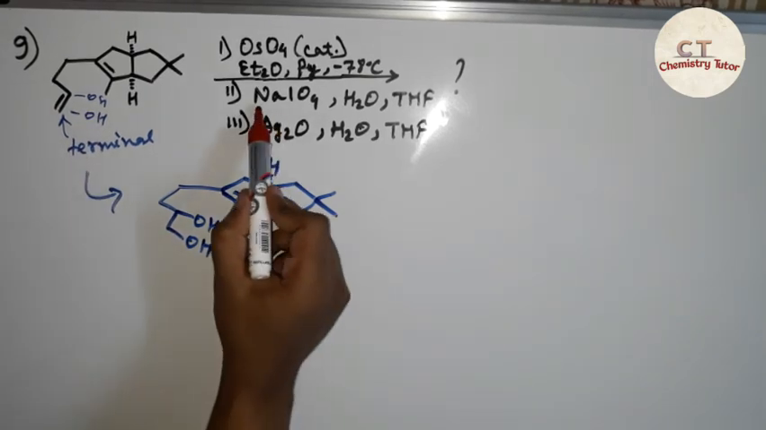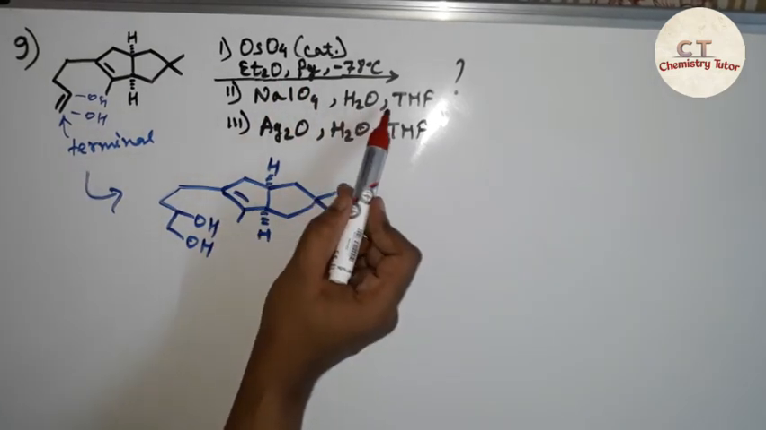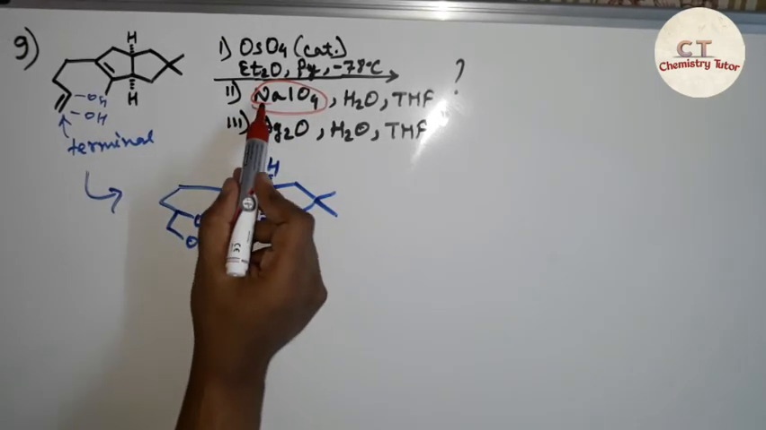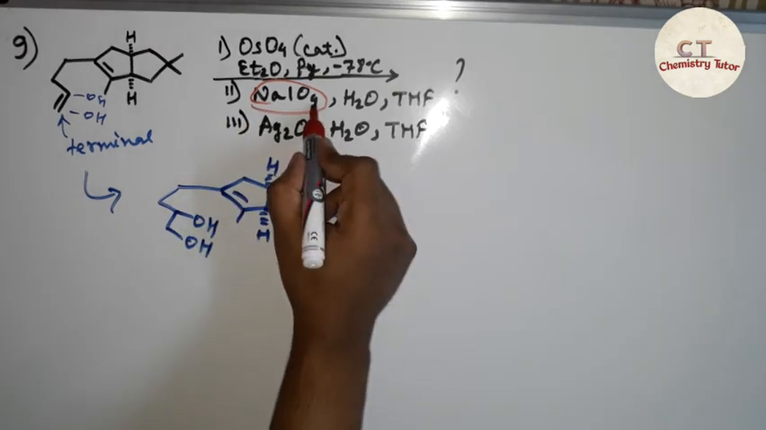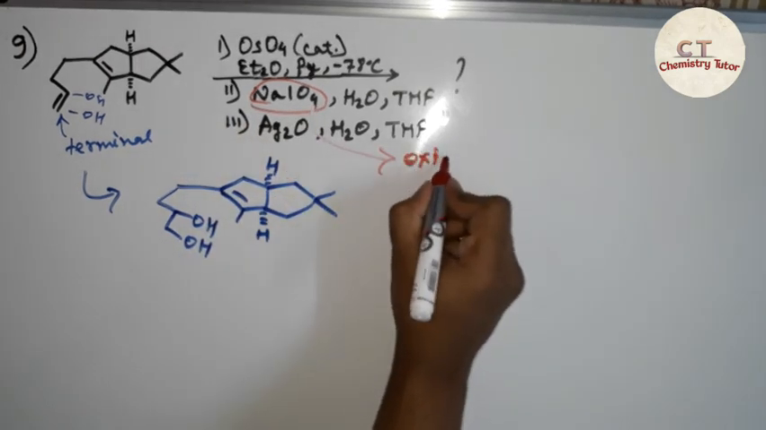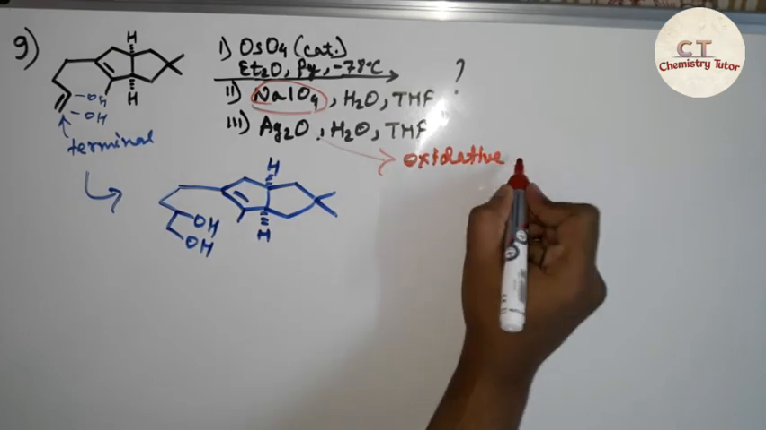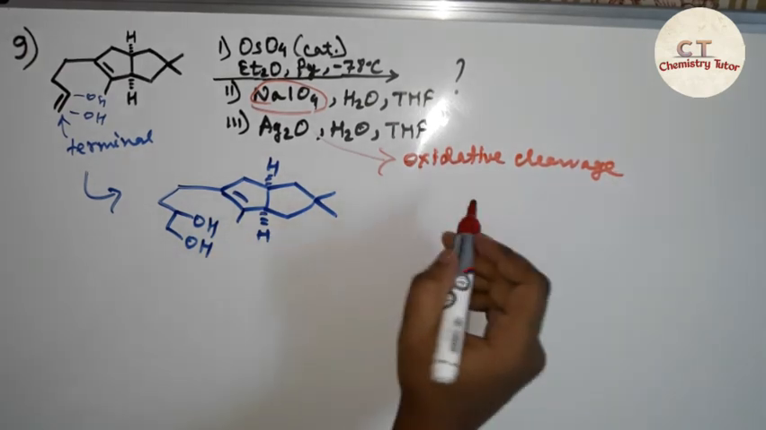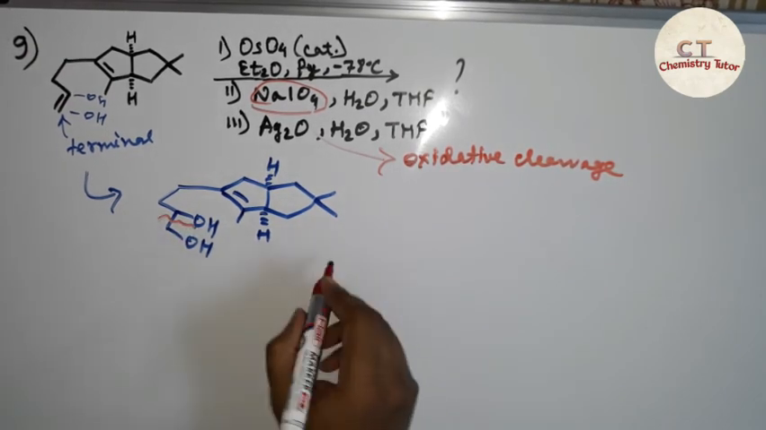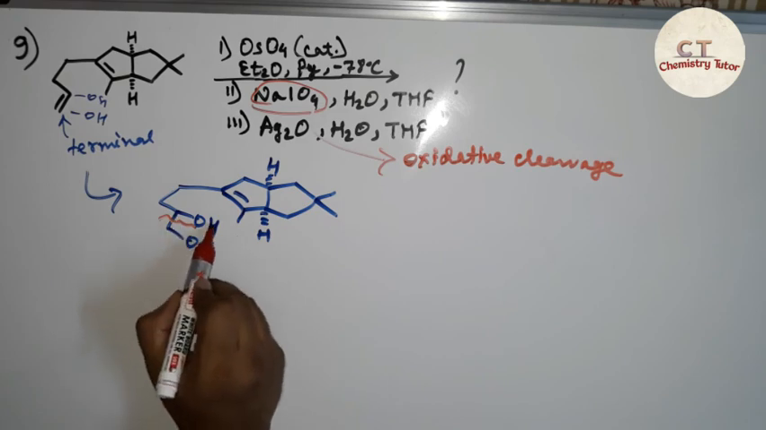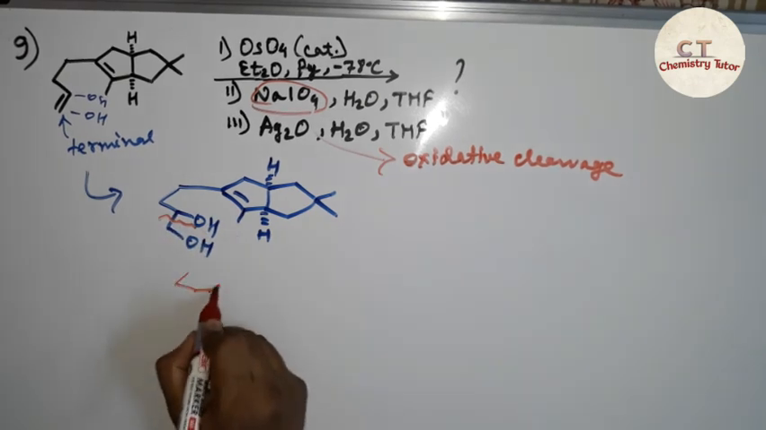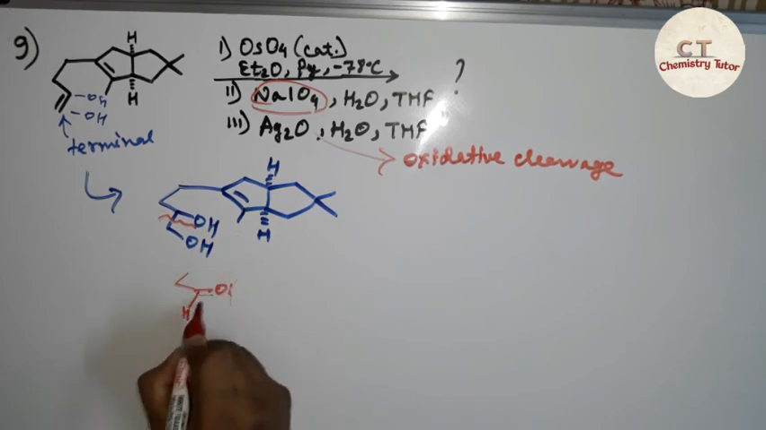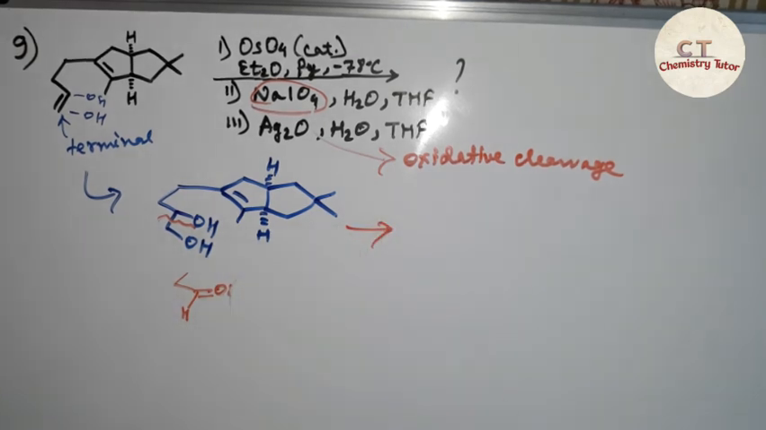Now in the second step, NaIO4 is given in presence of water and tetrahydrofuran. The function of sodium periodate is that it performs an oxidative cleavage of the 1,2 diol. So here cleavage is going to occur. First of all, cleavage will occur and it will oxidize this alcohol. So let me write the short way. It is going to oxidize the alcohol to form an aldehyde. So it will give us this.